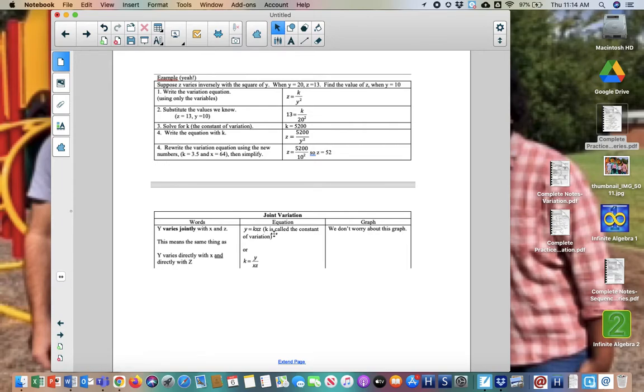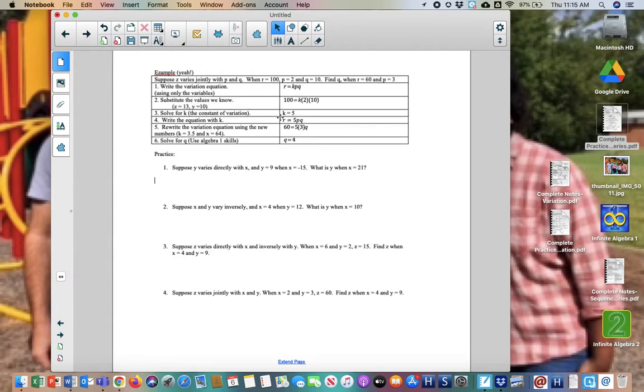k is, again, that constant of variation. And we're not going to worry about what this graph would look like because it can get kind of crazy and weird looking. But this is our format. So what would an example look like for that? z varies jointly with p and q. So first let's write our equation. So we're going to write it here: z varies jointly with p and q. And sorry, we have an r here. It should be a z.